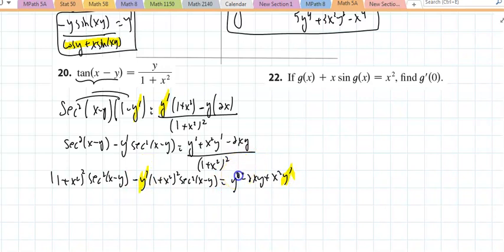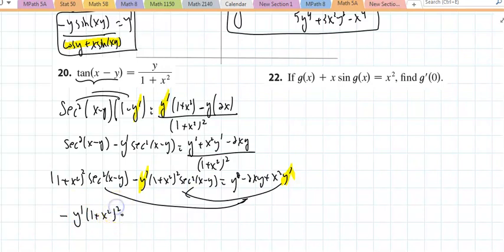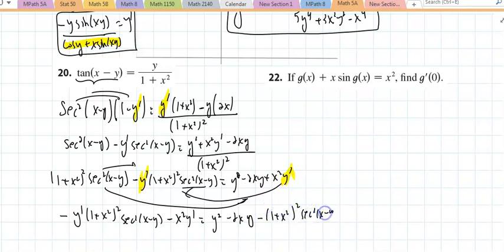I need those two on one side. So if I move this, let me think. If I move this to the left and this to the right, I'm looking at negative y prime (1 plus x squared) squared minus x squared y equals, oh, I forgot, and then the rest, secant squared of x minus 1 minus x squared y prime equals, on the right hand side, I have y squared minus 2xy, and when I move this to the right that becomes a negative (1 plus x squared) squared secant squared of x minus 1.